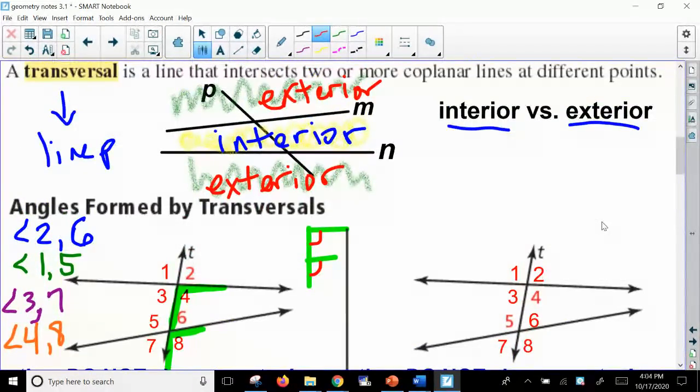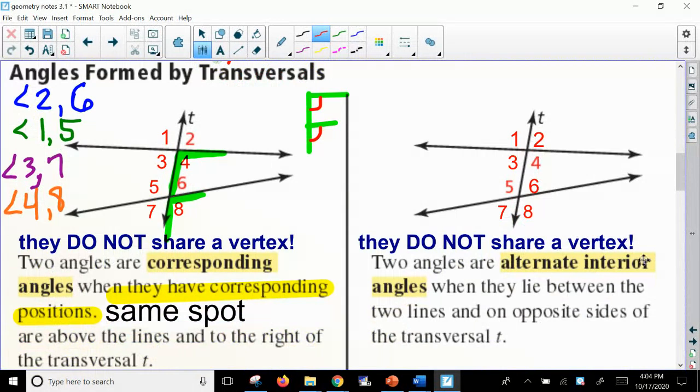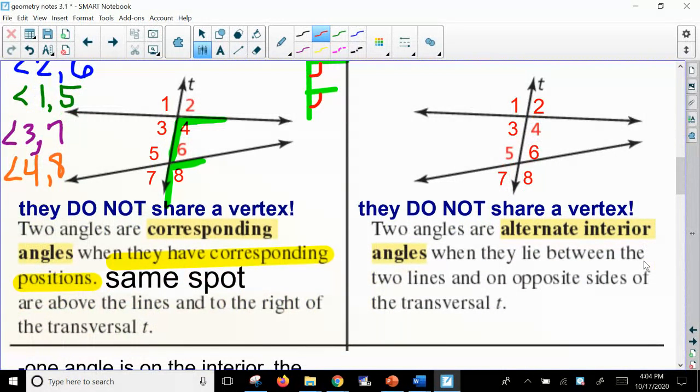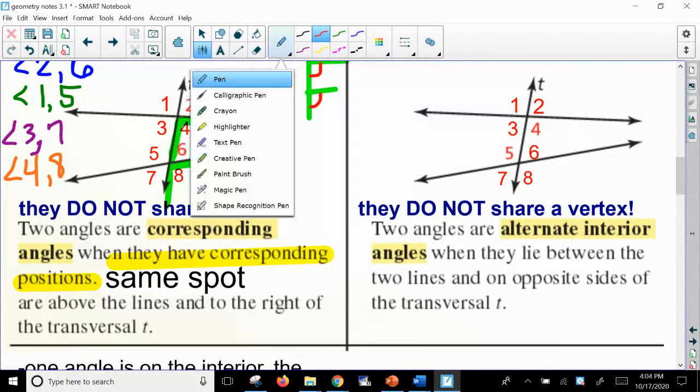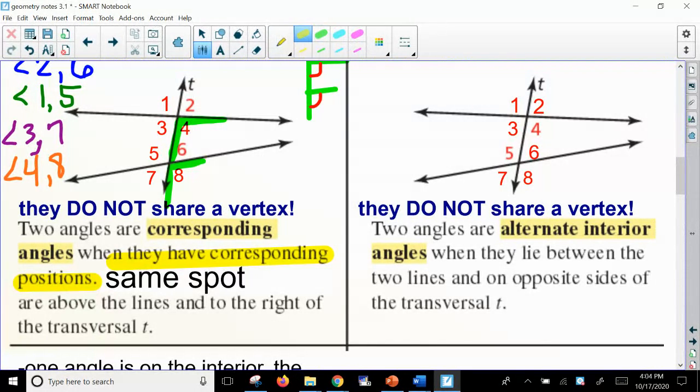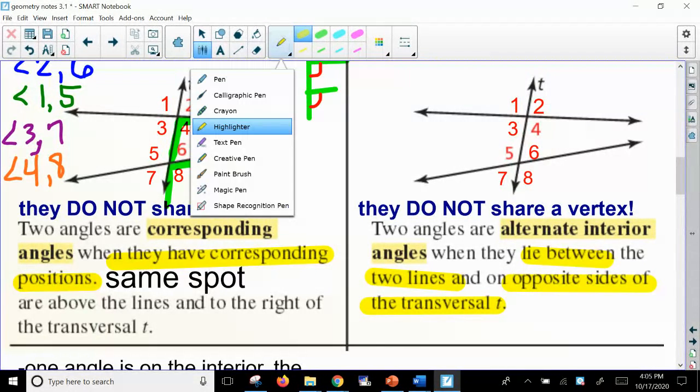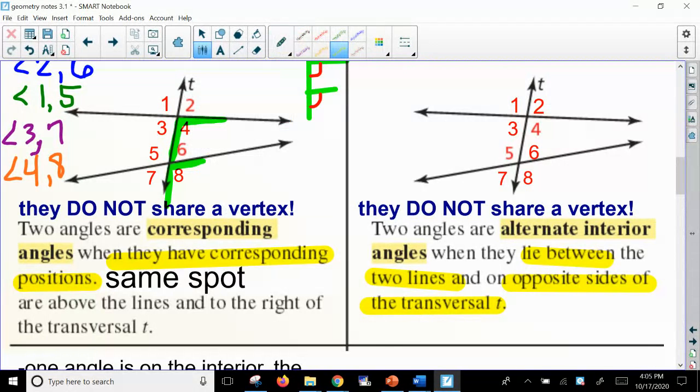Okay. Next, we have alternate interior angles. Your book says they lie between the two lines, so that means they're both on the interior, but on opposite sides of the transversal. So let me highlight opposite sides of the transversal. They lie between the two lines. What do you mean between the two lines, Miss Speight? That means on the interior. Okay, so they got to be somewhere in this region.